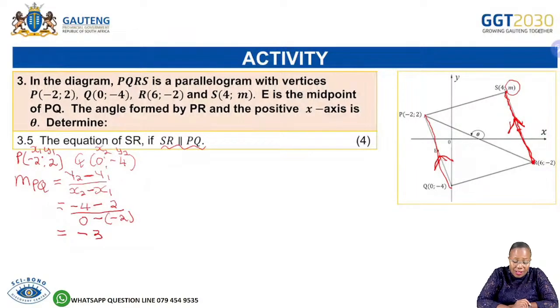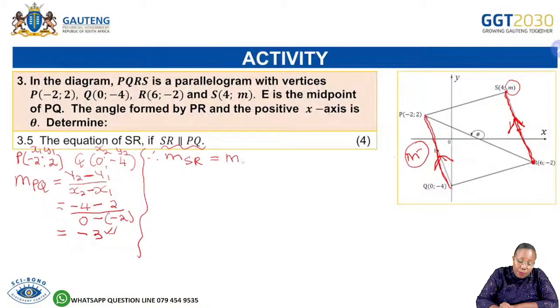Is it correct to have a negative gradient for PQ? Let's check. Yes, PQ is a decreasing function. Therefore, the gradient of this line must be negative because the line is decreasing. Yes, this is correct to be negative. And now, since the lines are parallel, therefore m of SR is equal to m of PQ. The reason is SR is parallel to PQ. That is why we can conclude that.